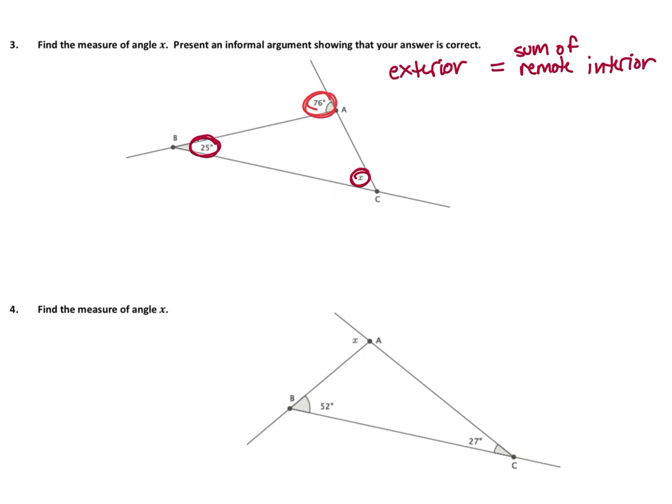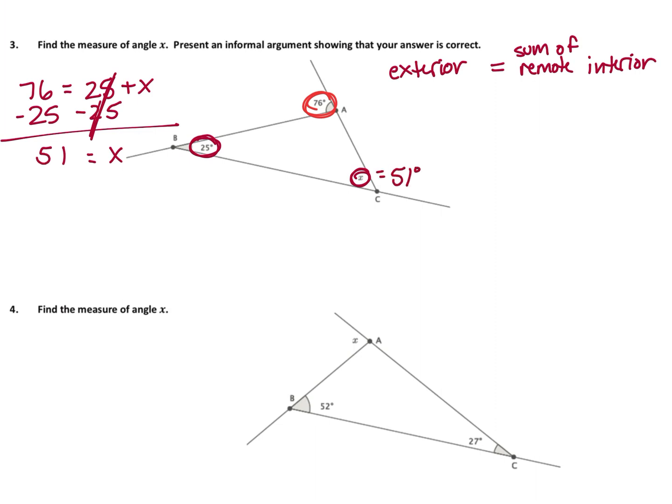So we're going to set up an equation. The exterior is equal to the sum. Sum means to add. So we're going to add 25 and x together. Then, to solve for x, we can subtract 25 from both sides. These add to 0. 6 minus 5 is 1. 7 minus 2 is 5. So x has to be 51 degrees.